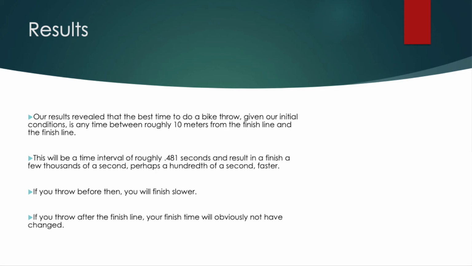Our results revealed that the best time to do the bike throw, given our initial conditions, is any time between roughly 10 meters from the finish line and the finish line itself. This will be a time interval of roughly half a second and result in a finish a few thousandths of a second, or perhaps 1/100th of a second, faster. If you throw before then, you will finish slower. And then obviously if you throw after the finish line, you're not going to finish any faster at all.